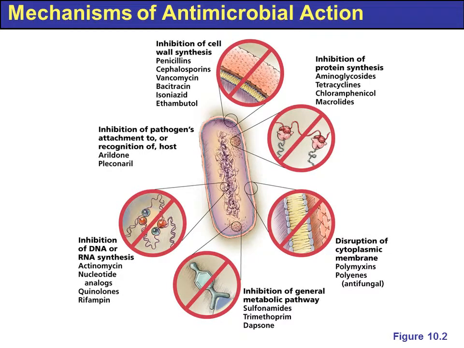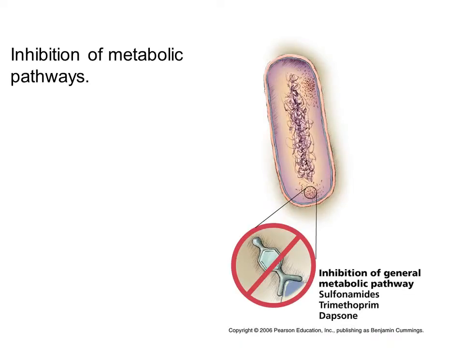In this talk, we're going to discuss several ways to stop bacterial growth. We're going to discuss inhibition of cell wall synthesis, inhibition of protein synthesis, disruption of cytoplasmic membrane, inhibition of general metabolic pathways, and inhibition of DNA and RNA synthesis. The first one we will discuss is inhibition of metabolic pathways.